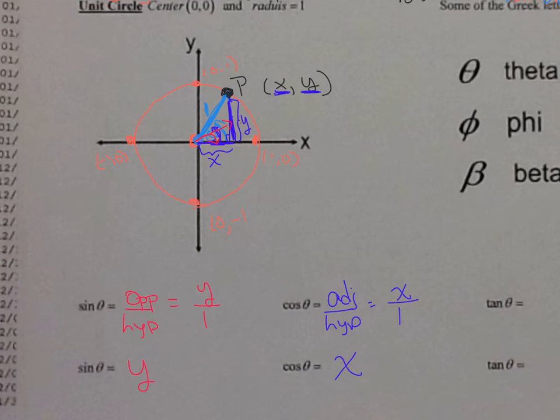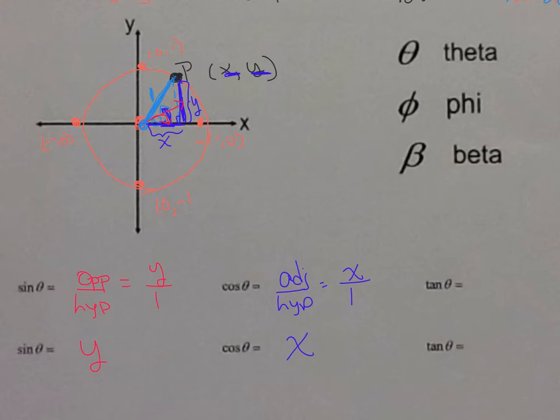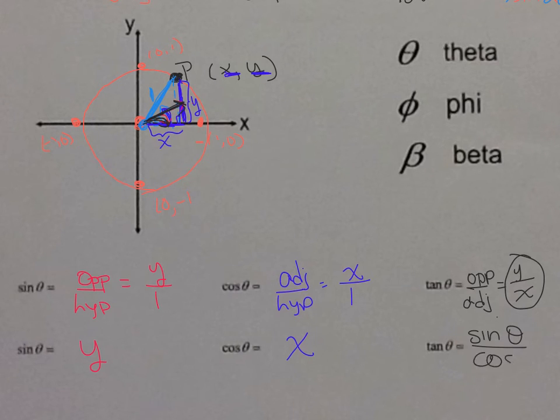All right, so now let's talk about tangent. Remember, tangent is opposite over adjacent. So opposite would be your y value over the adjacent, which is your x value. Therefore, I can substitute in for x and y what x and y are equal to. Remember, over here on the right side, y is equal to sine and x is equal to cosine. So therefore, tangent is equal to sine theta over cosine theta.